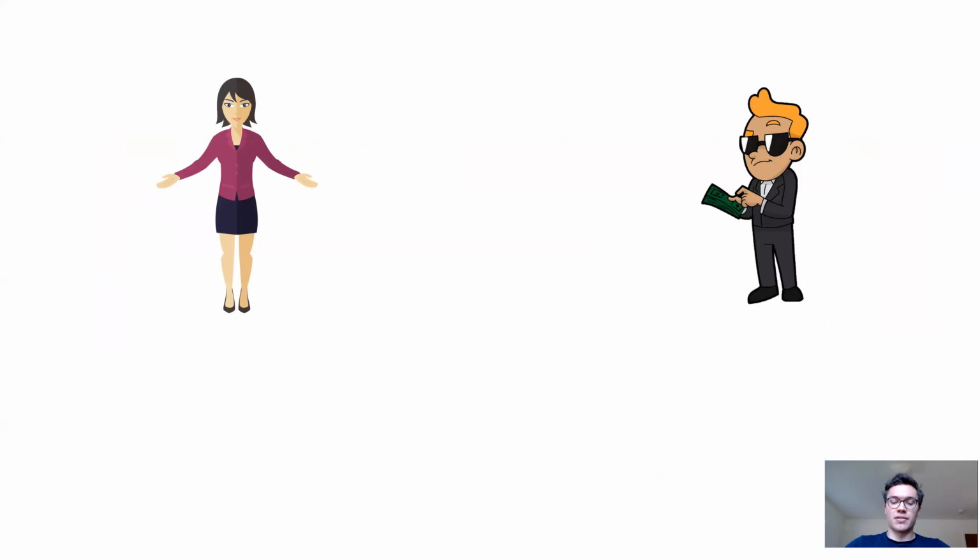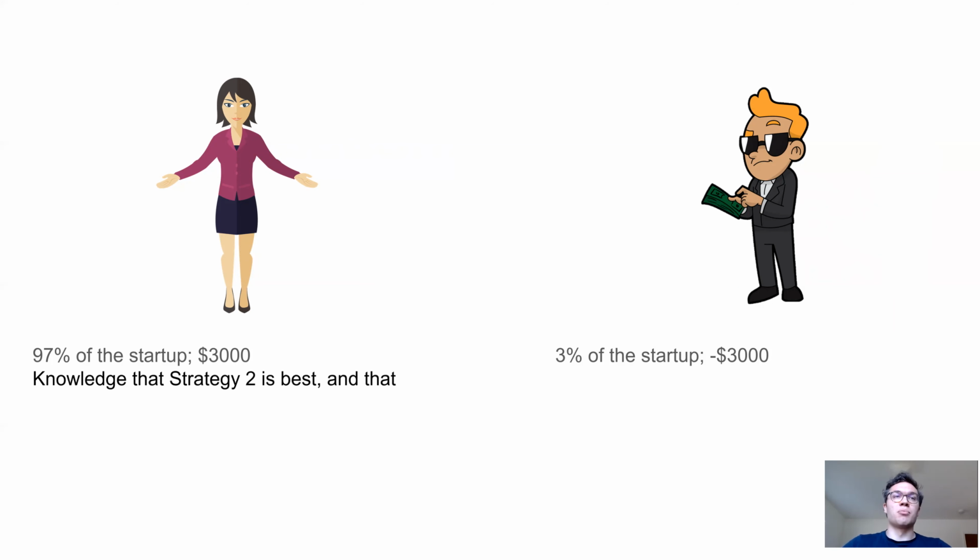Now, what is the result of all this? Well, some transfers have been made. Bob has received 3% of the startup for a price of $3,000. And Alice has 97% of her startup left and has received the $3,000 from Bob. More importantly, for the purpose of this paper, Alice now knows that strategy 2 is best, and that if she follows strategy 2, the expected value of her startup is between $200,000 and $300,000. And all of this is, of course, according to Bob's beliefs.